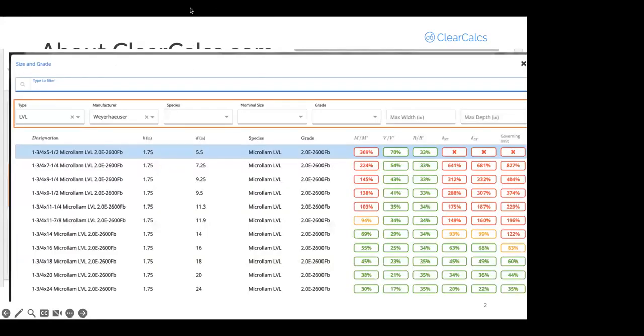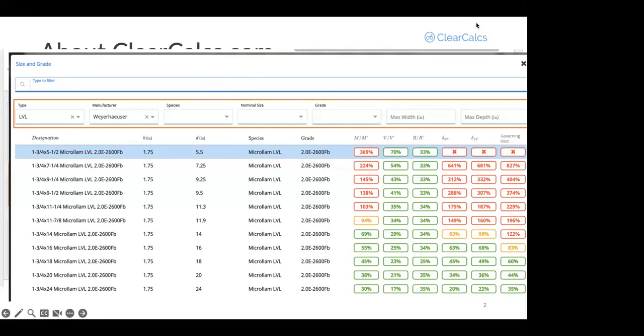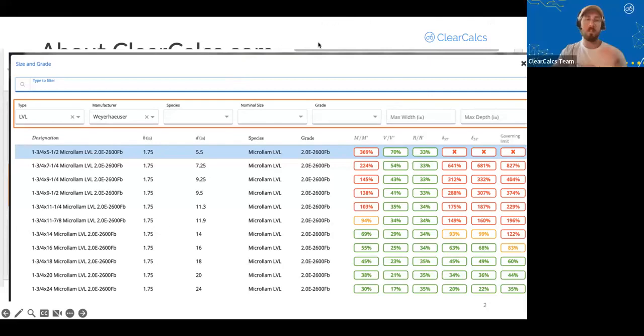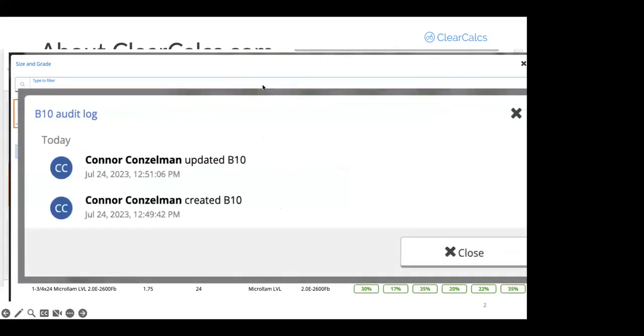And then this next screenshot, again, aims to eliminate wasted time. One feature that we can highlight here is our member selector. This is a screenshot from our wood beam design. You can go in here and filter by type, manufacturer, species, size, grade, any one of those filters, as many or as few as you want to use. In this specific screenshot, I said I only want to see LVLs from Weyerhaeuser, and then I'm seeing in real time what's passing, what's failing, and if I want to bump up or bump down a size.